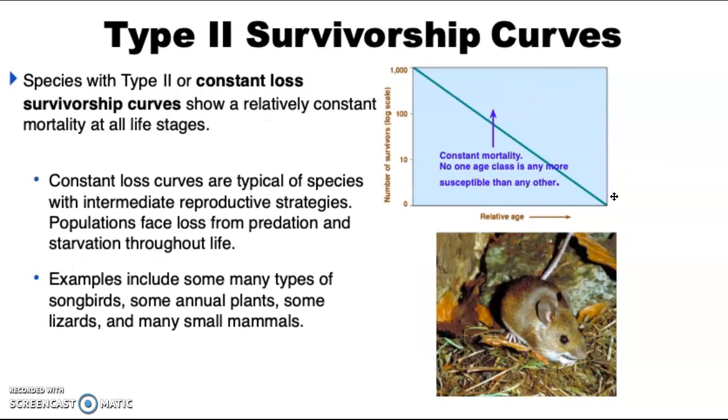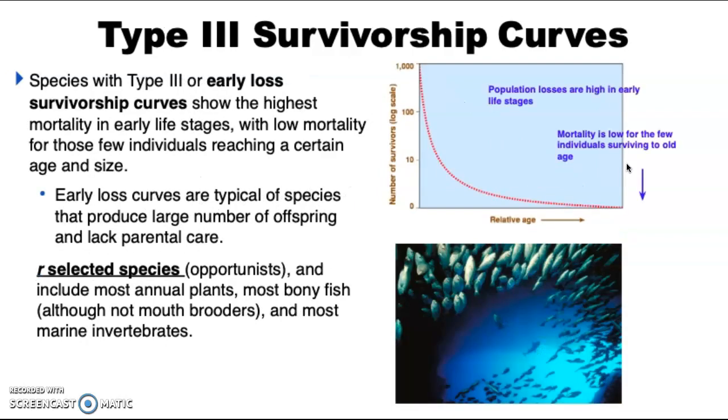In type 2, it's a constant loss. It's usually due to predation and starvation. So really no age is impacted more than others. And in type 3, you have lots of early loss in life. So there's a lot of die-off. These are most of your r-selected species. So once you get to old age, mortality is lower, for those that are left.